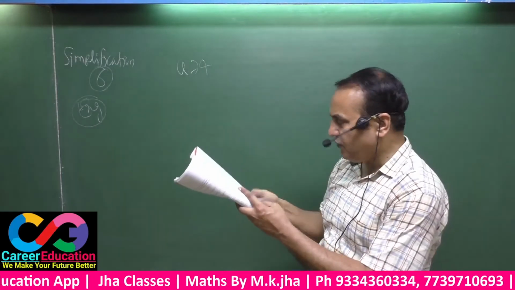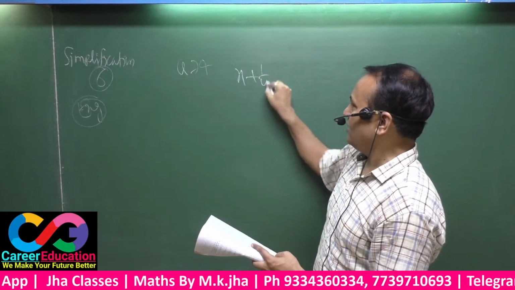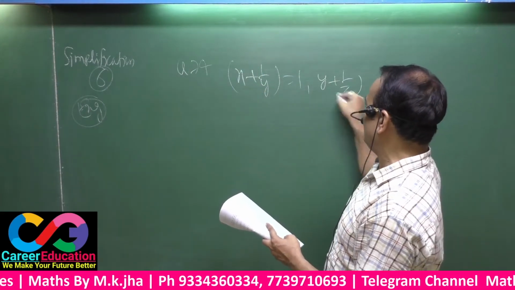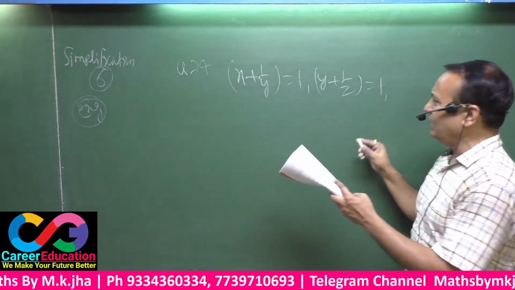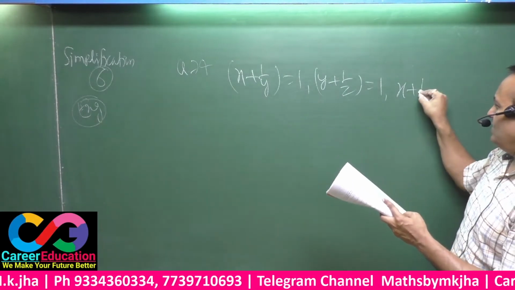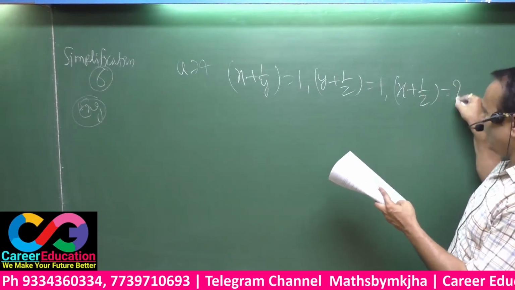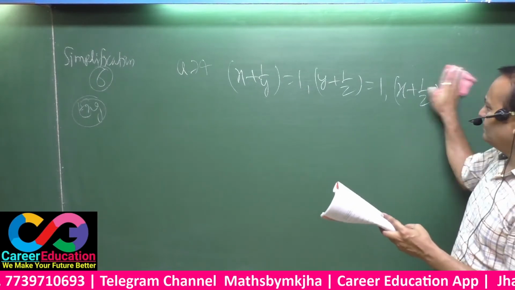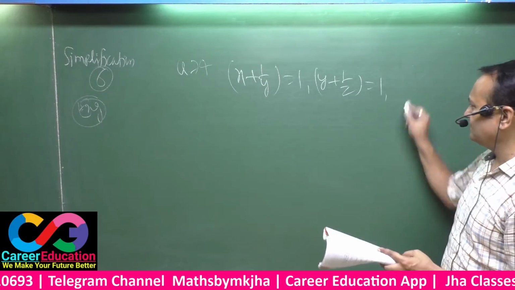Question number 74 is x plus 1 by y equals to 1, y plus 1 by z equals to 1, and the demand is x plus 1 by z equals to what? Z plus 1 by x, sorry. Z plus 1 by x.